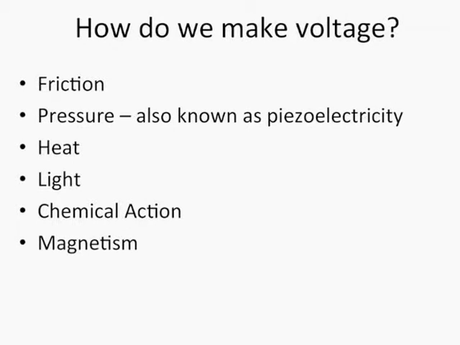You can also generate voltage with light, just like the solar cells you've probably seen on top of a building or somewhere. And then also with chemical action, which would be things like batteries. You could also actually use a potato to create a small amount of voltage. And then the biggest source of voltage that we use in our daily life is magnetism. Using magnetism, you can take mechanical energy and turn it into voltage, or you can take voltage and turn it into mechanical energy.